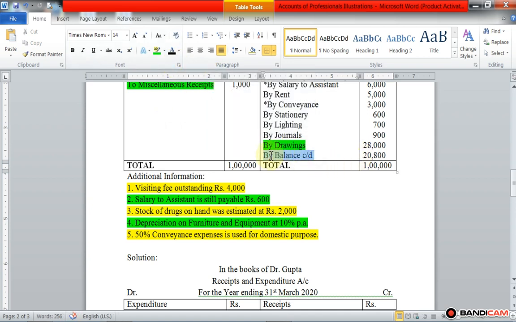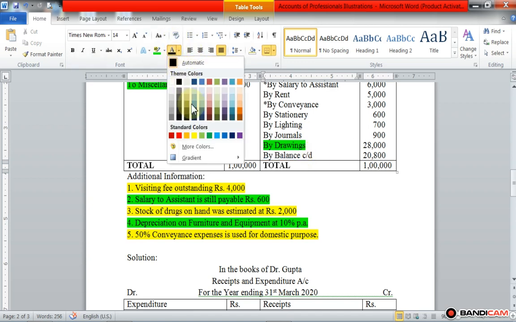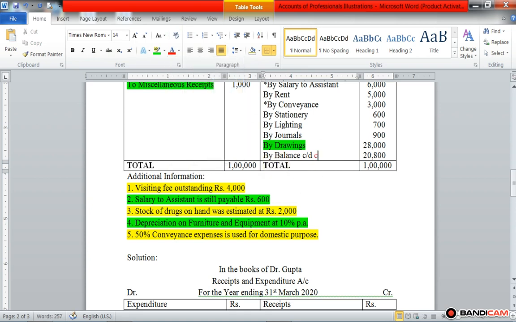Then here it is by balance carried down. Okay, by balance carried down, it means it is a closing cash balance. Got it? It is a closing cash balance. Okay, so my question is, closing cash is your asset or is your liability? Sir, closing cash or cash is the assets. Okay, cash is the asset, it is not liability. So closing cash is transferred to the closing balance sheet.